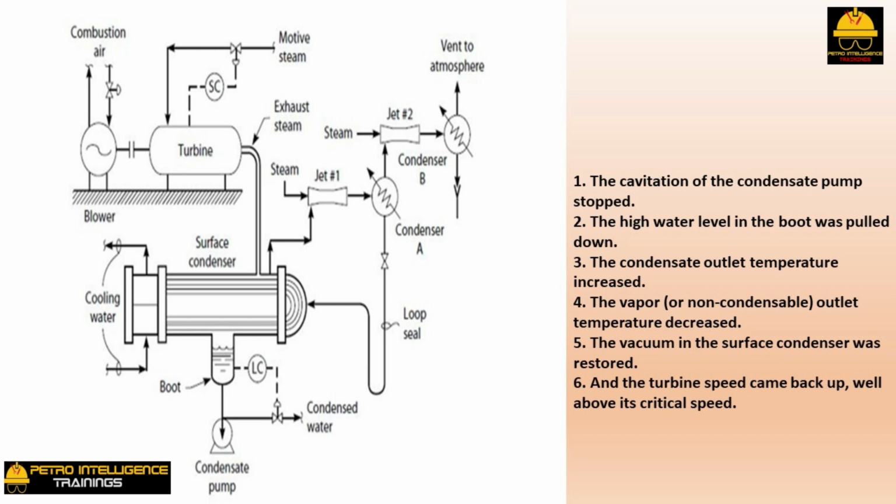Once again, he had lost a lot of vacuum in the surface condenser. Once again, the vapor outlet temperature had dramatically increased. But this time, the condensate outlet temperature had also increased. What was his new problem? He now observed that the surface condenser cooling water outlet temperature had increased from 100 to 135 degrees Fahrenheit. This is a sign of loss of cooling water flow.